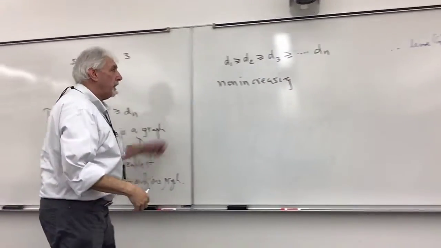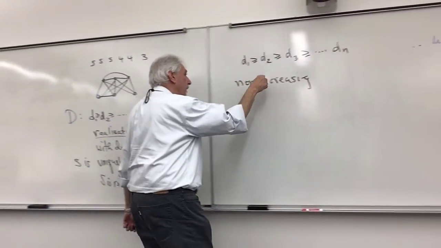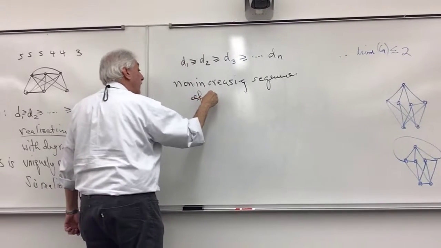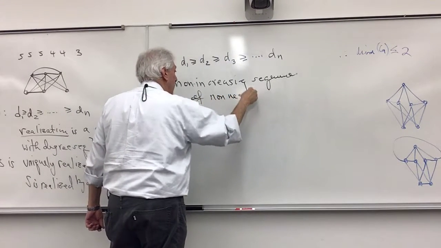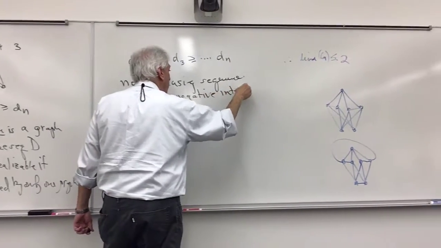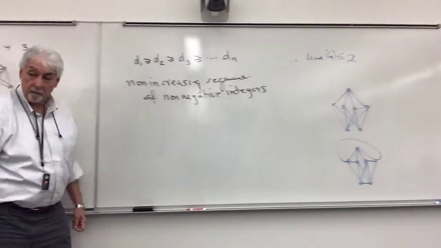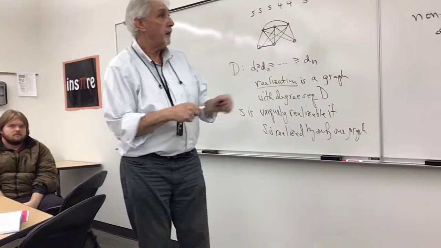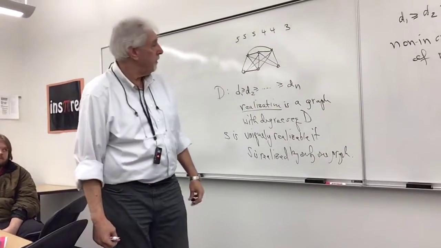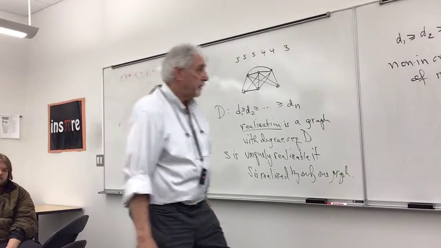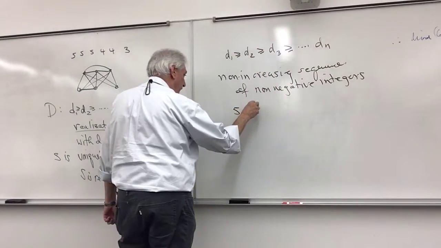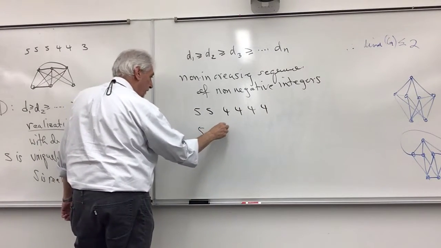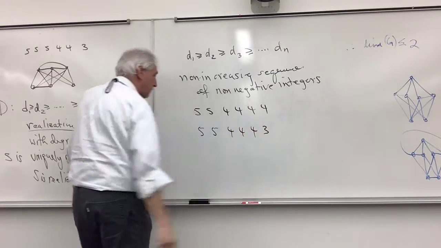So we always read from left to right. It's a non-increasing sequence of non-negative integers. For example, 5, 5, 4, 4, 4. Let me put another one. Here's another one: 5, 5, 4, 4, 4, 4. Here's another sequence: 5, 5, 4, 4, 4, 3.